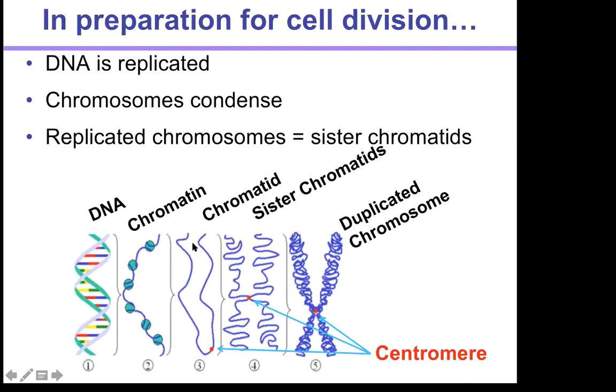This is an unreplicated chromosome. These 2 are replicated chromosomes. The only difference between these 2 is this one is packaged up a little bit more densely than this one. Notice the red dot on all 3 of these. It's the center of a single chromosome, but it's also where the sister chromatids are attached together, and that region is called the centromere.